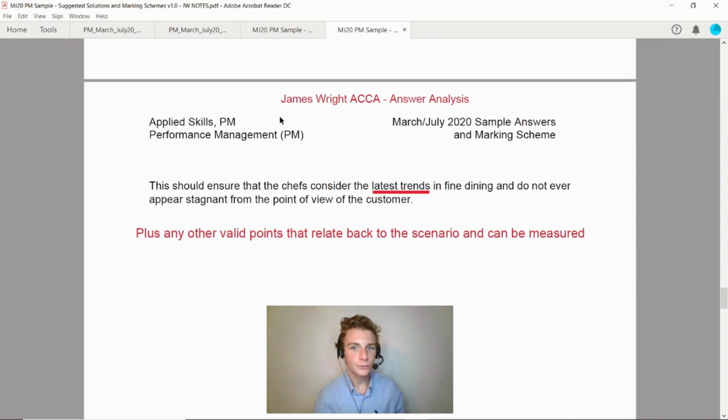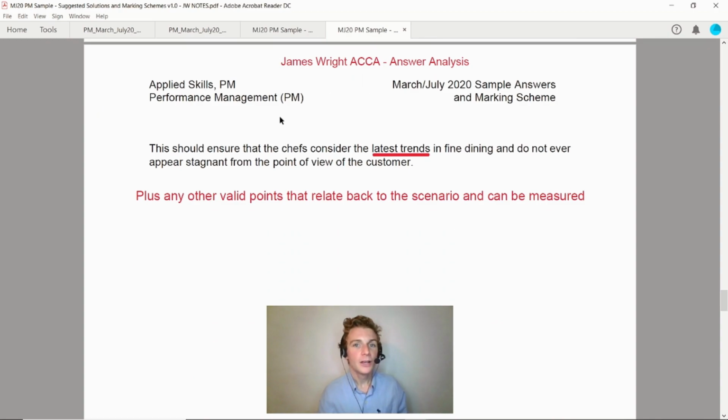Linking it on to the final aspect, this should ensure that the chefs consider, so again, relate it back to the business scenario: who is actually in charge, what element of the business would need to implement or consider these latest trends of fine dining. What do the customers want? You could have noted down tastes and preferences, what their values are as well, other keywords that would definitely add value to your response.